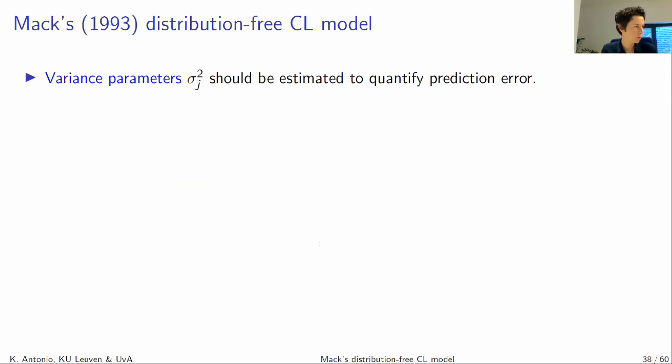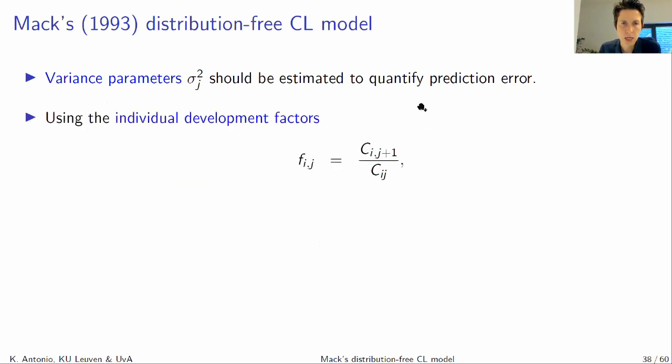Well, we have these variance parameters, and they are here to quantify some prediction error, to say something about the uncertainty that comes with the prediction delivered by the chain ladder kind of thinking. We're going to explain what the essential thoughts are within this construction of a mean squared error of prediction in the Mack strategy.